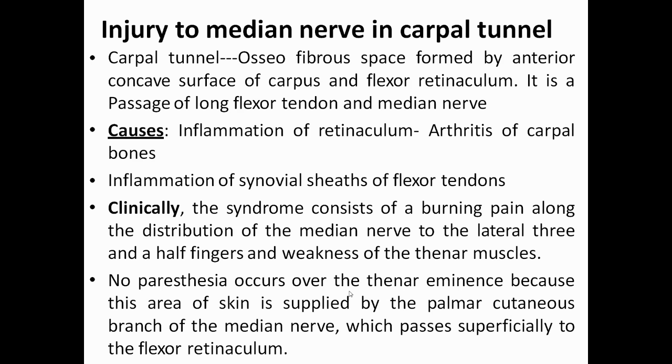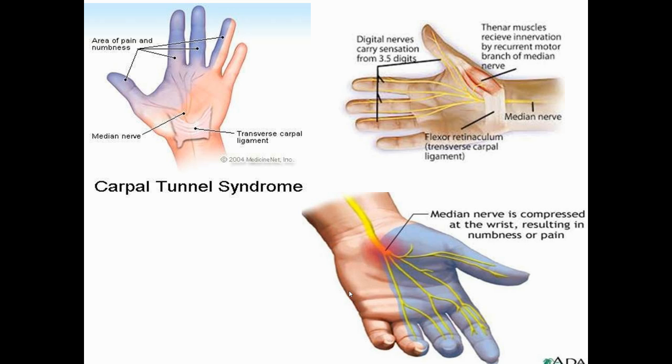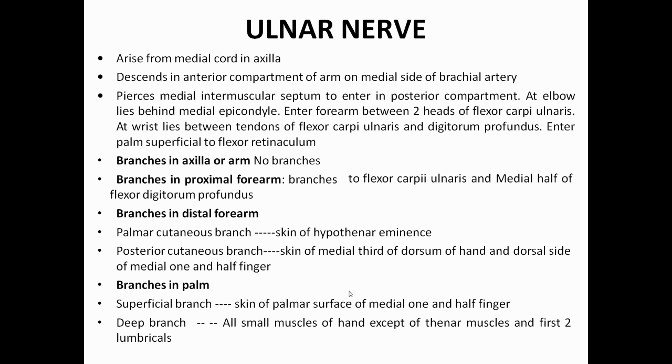Clinically, the syndrome consists of a burning pain along the distribution of the median nerve to the lateral three and a half fingers and weakness of the thenar muscles. No paresthesia occurs over the thenar eminence because this area of skin is supplied by the palmar cutaneous branch of the median nerve, which passes superficial to the flexor retinaculum. So we can see here the carpal tunnel syndrome.